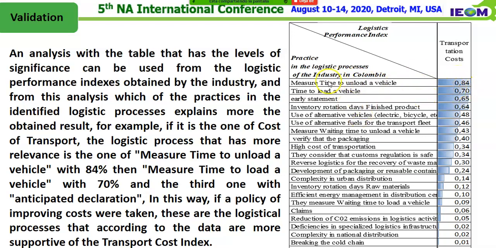For example, in this case, measuring the time of outline of a vehicle has 84%, for example. Time of the load of a vehicle, 70%. Early statement, 65%. Inventory rotation, days of finished product, 64%. So this case is very important, and the others continue with less. But the intention is to know which are the variables of the logistics practices with the largest importance, that affect or have a lot of relation with the variables of the index or the costs in this case.